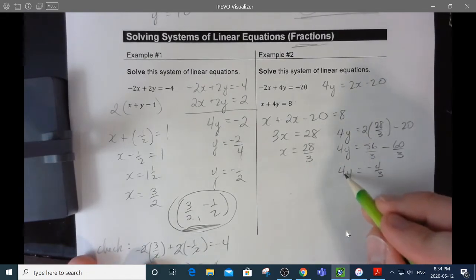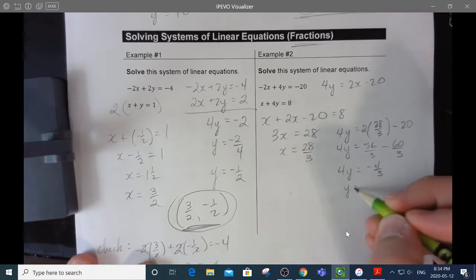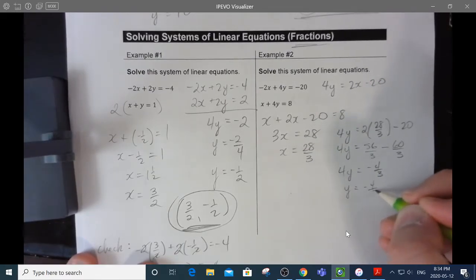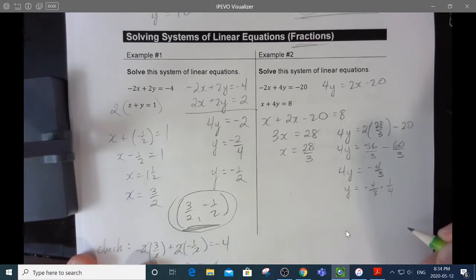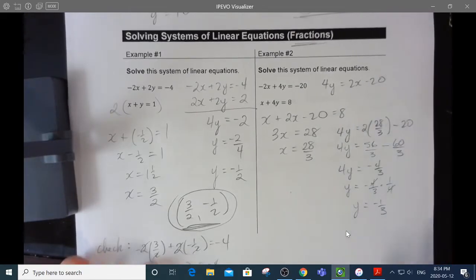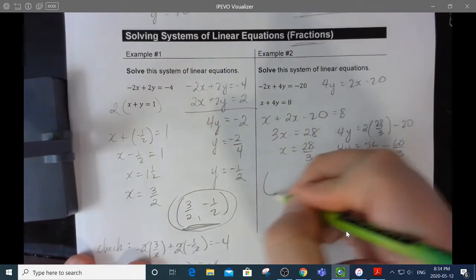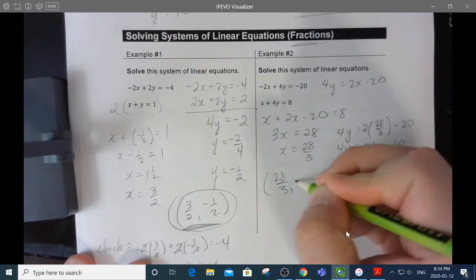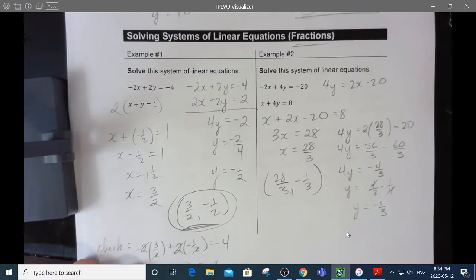And I have to divide both sides of the equation by 4, but when I'm in fractions, instead of dividing, why don't I just times by the reciprocal? And look at that. That cancels the 4's. y is equal to negative 1/3. So I got an answer: 28 thirds, negative 1/3. Okay.